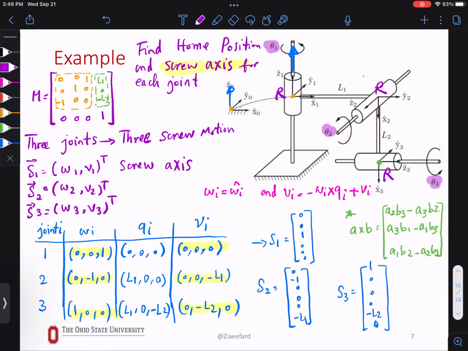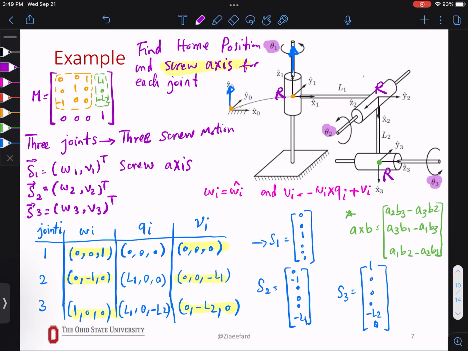So the direction of that Z2 is in the negative Y direction of your frame 0, and it doesn't have any component in the other directions. You'll find your q2, which is the origin of the second frame with respect to that fixed frame. L1 in the direction of X1, and then for this, we use that. Some of you might be able to find out where the direction of the velocity is, but you don't have to. You can bring this to your exam and do it. You could do that if you're sure that you're right, but I'll just follow this. You'll find your v's and place them here.